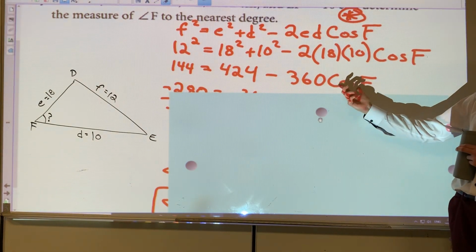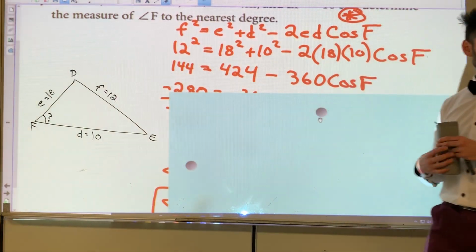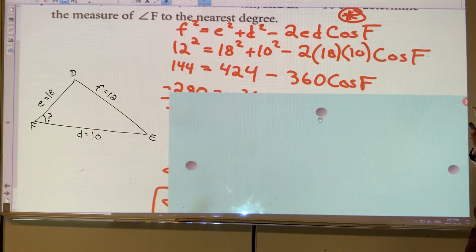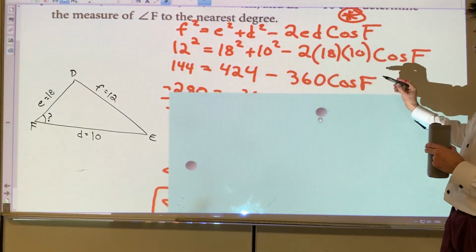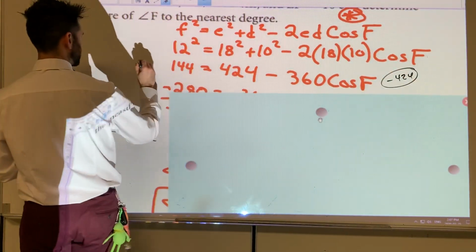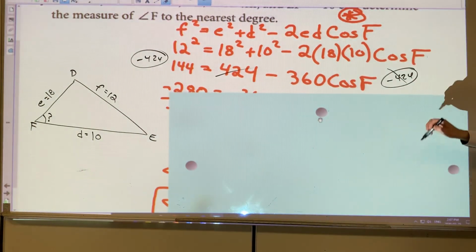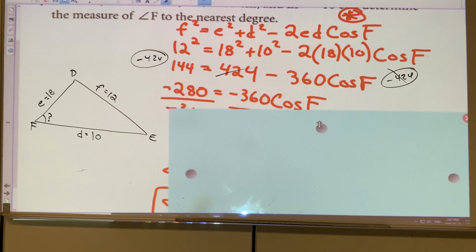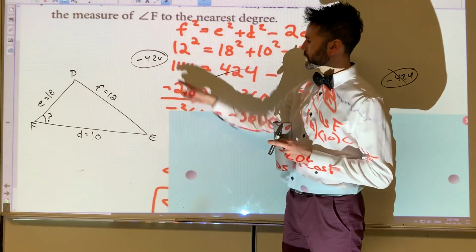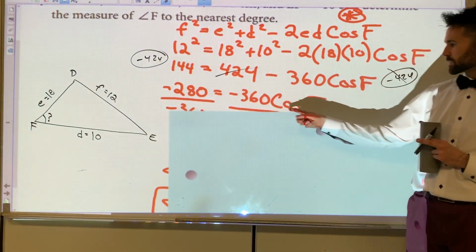For all intents and purposes, you can treat this like an x, right? So my first step will be getting rid of the constant term. You guys agree? So I'm going to subtract 424 from both sides. I subtract 424 on that side, I subtract 424 on this side. That'll be gone, and then when you go 144 minus 424, you get negative 280, agreed? And then you just have negative 360 cos F.